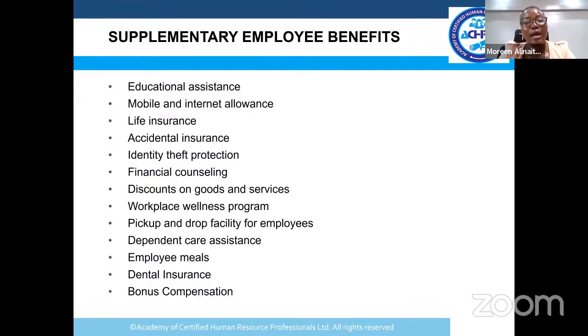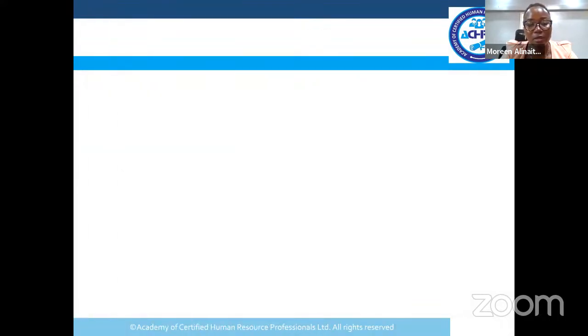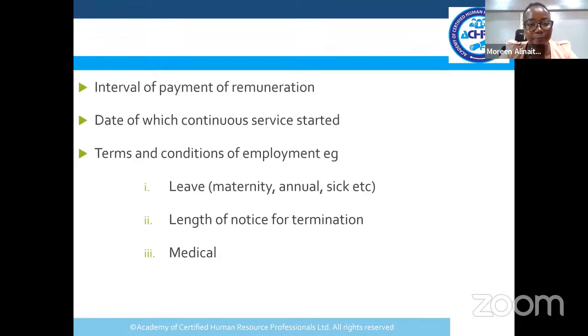We have a number of other benefits that an employee can get from a contract of employment. We have educational assistance, mobile and internet allowance, life insurance, accidental insurance, identity theft protection, financial counseling, discount on goods and services, workplace wellness programs. Some people are paid for the gym and counseling, and they are given those kinds of programs. Pick up and drop facility for employees, dependent care assistance, employee meals, dental insurance, bonuses, and bonus compensations.